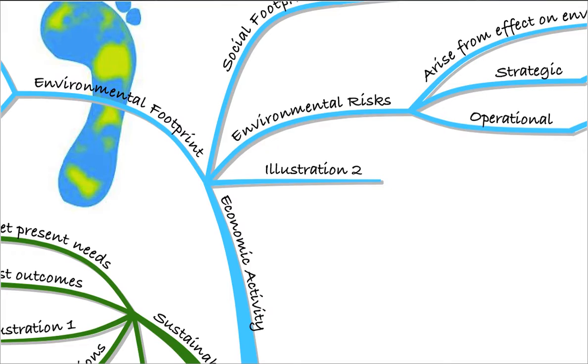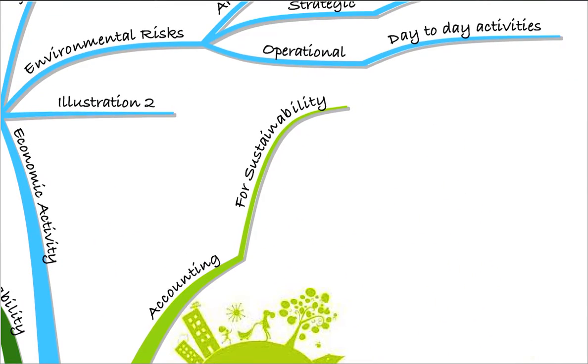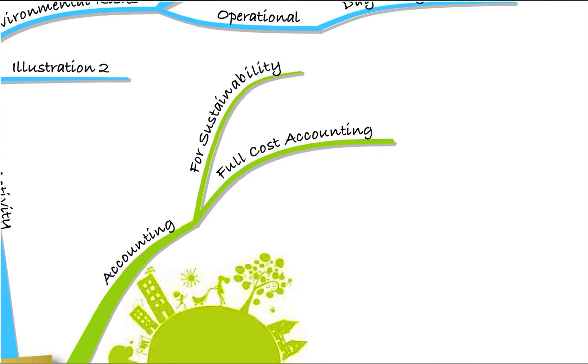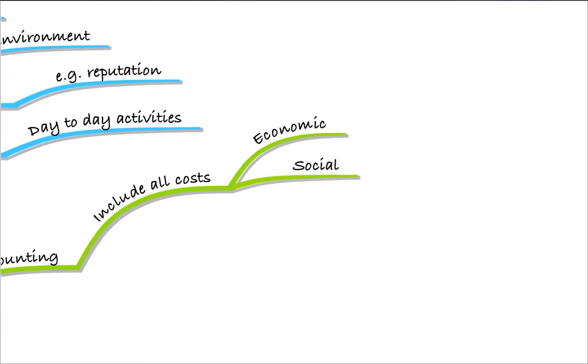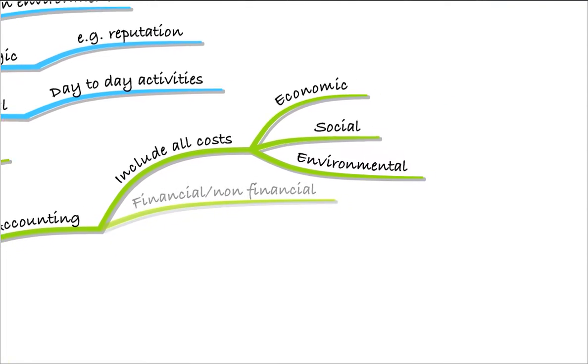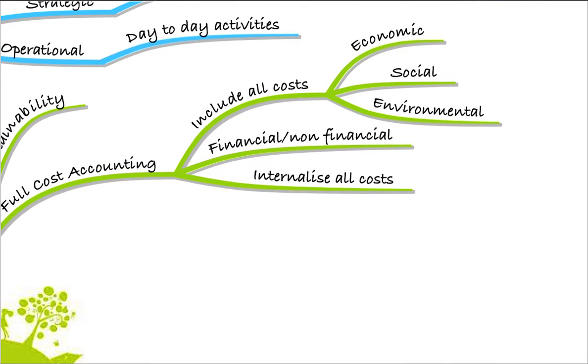We also, after illustration 2, looked at accounting for sustainability. We said we could use full cost accounting, which is to include all costs, not just financial, but economic, social and environmental. So bringing in not just financial costs, but non-financial costs. It seeks to internalise all costs rather than just those that the business incurs itself.